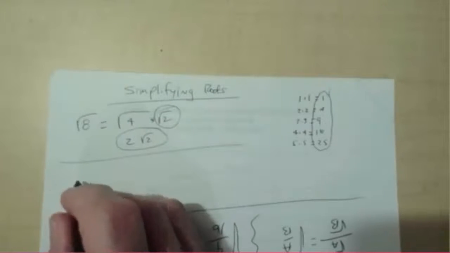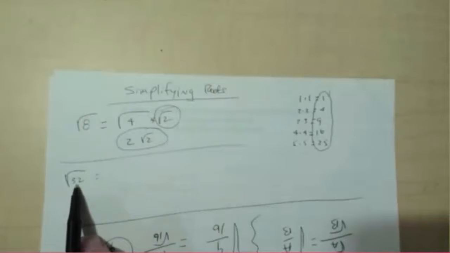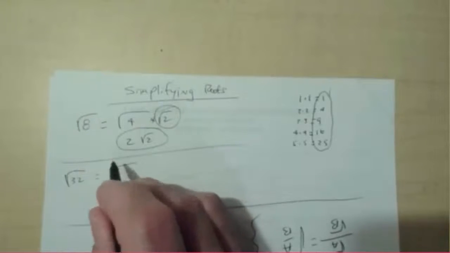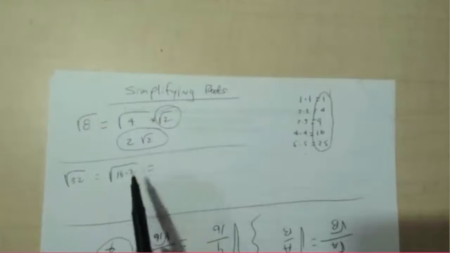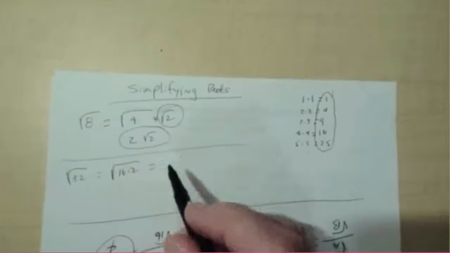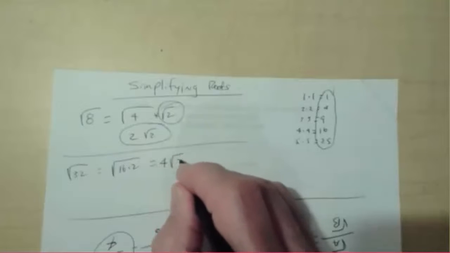And what if we have the square root of 32? Now, what are the factors of 32 where one of them is a perfect square? It's the square root of 16 times 2. Now you can put them under the same radical if you want, make it a little easier. The square root of 16 is 4. The square root of 2 is the square root of 2. Nothing else we can do. They really don't get any more difficult than that. The numbers just get larger is the only thing.